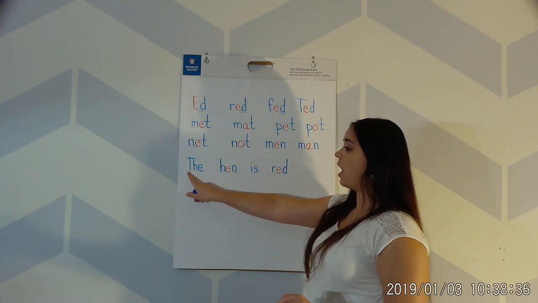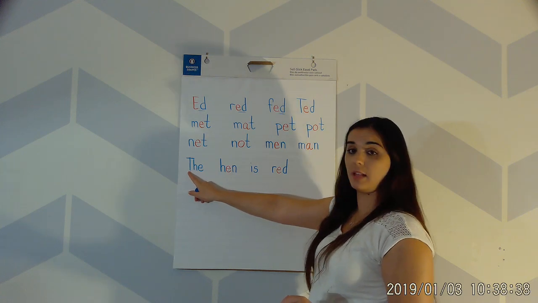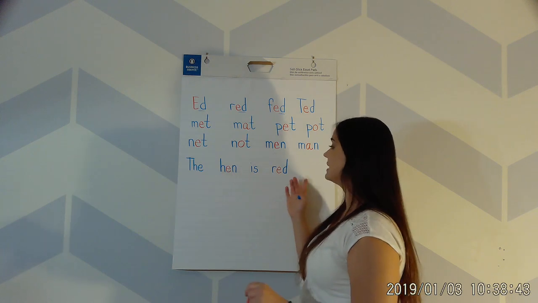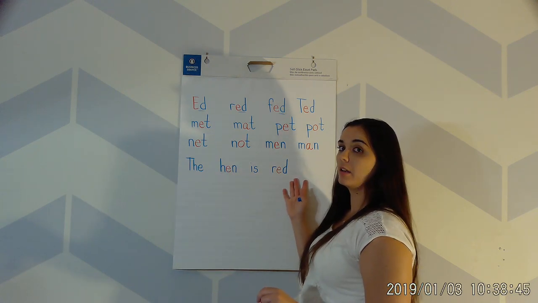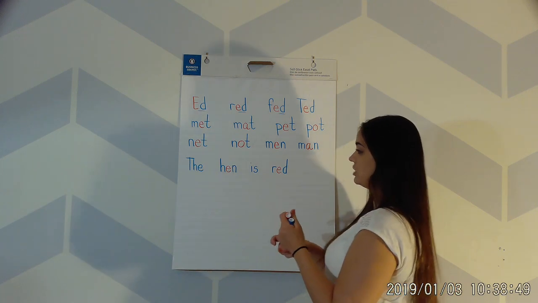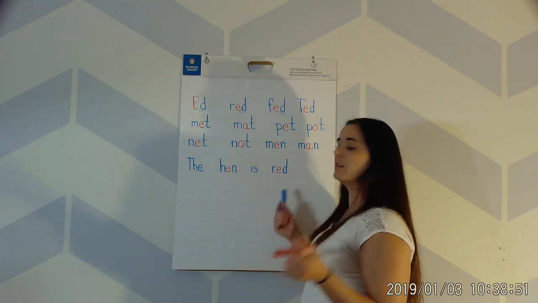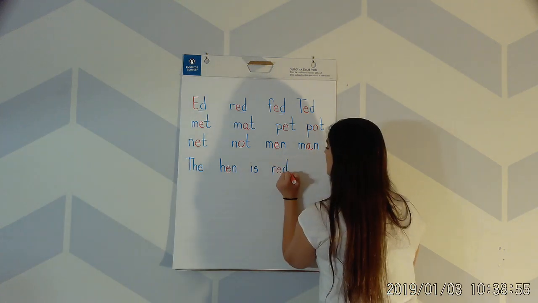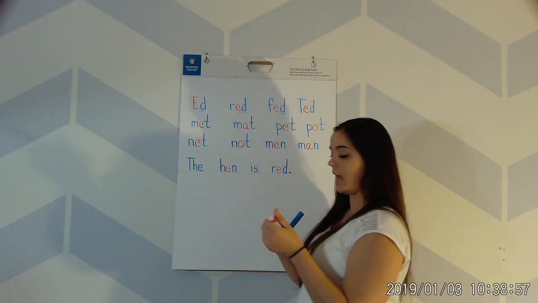Wonderful. So our sentence begins with what kind of a letter? Always, always, always, a capital letter. Now, what is our sentence missing here? Go ahead and shout it out. It's missing a period. It's missing some punctuation. The hen is red. That's a full sentence. It tells a complete thought, so it must have a period at the end.